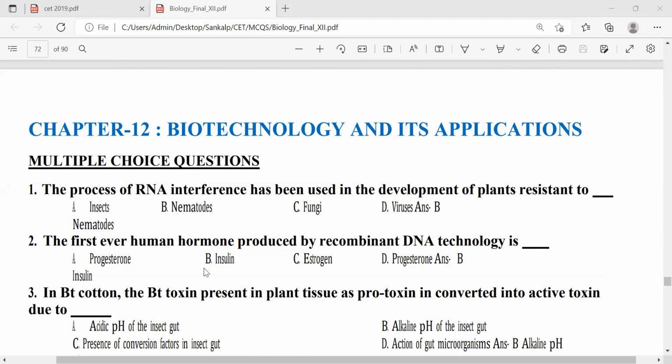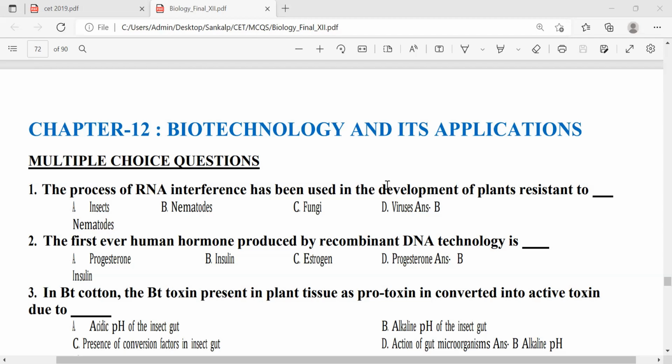Why am I discussing it? Because these are the most important questions. Even though the answers are in front, just see what kind of questions are asked. Bairesh, can you note this down? Is it okay for you if we discuss this? Yes, ma'am. And please discuss important topics in biotechnology, ma'am. Which is the important topic in biotechnology? Let me know.